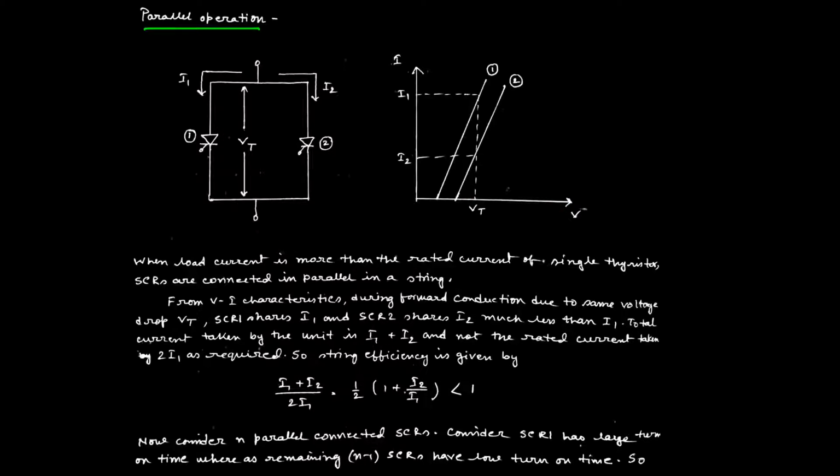Actually, in this case, normally we use the parallel operation in case of high current ratings. Every thyristor has a particular current rating, but when we are operating the thyristor with a higher value of current, then it should be connected in parallel. As we know, in a parallel circuit, the current will be distributed, voltage remaining the same.